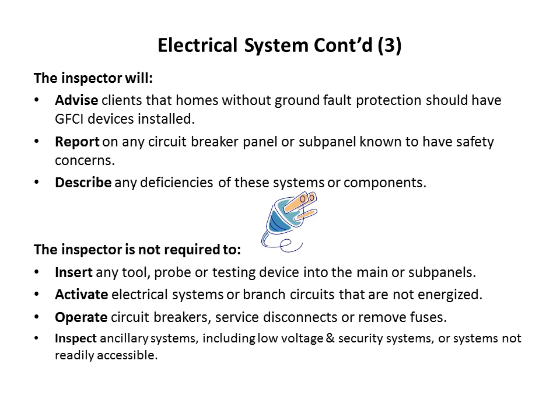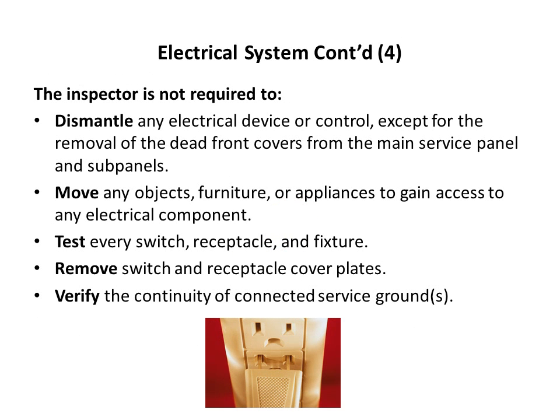The inspector is not required to insert any tool, probe, or testing device into the main or sub-panels, activate electrical systems or branch circuits that are not energized, operate circuit breakers, service disconnects, or remove fuses, inspect ancillary systems, including low voltage and security systems, or systems not readily accessible. The inspector is also not required to dismantle any electrical device or control except for the main removal of the dead front covers from the main service panel and sub-panels. Move any objects, furniture, or appliances to gain access to any electrical component. Test every switch, receptacle, and fixture. Remove switch and receptacle cover plates. And verify the continuity of connected service grounds.